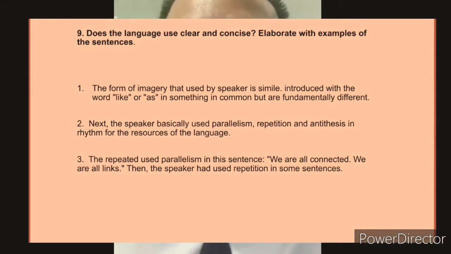She said, to remind students that we all are connected, we hung that chain in the classroom as a decoration. Next, the speaker used parallelism, repetition, and antithesis as resources of language. The speaker used parallelism in the sentence: we are all connected. We are all links.